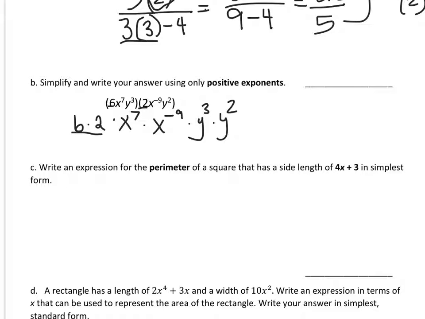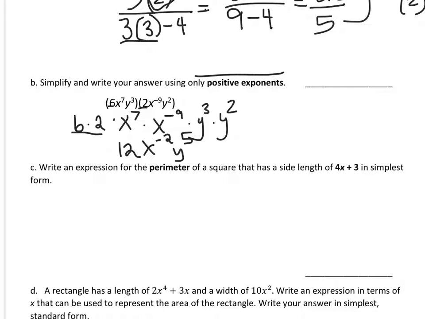6 times 2 gives me 12. X to the 7th times x to the negative 9th, if you remember the law of exponents for multiplying, we add the exponents and the base stays the same. So we get x to the negative 2, because 7 plus negative 9 is negative 2. And we get y to the 5th, because 3 plus 2 is 5.